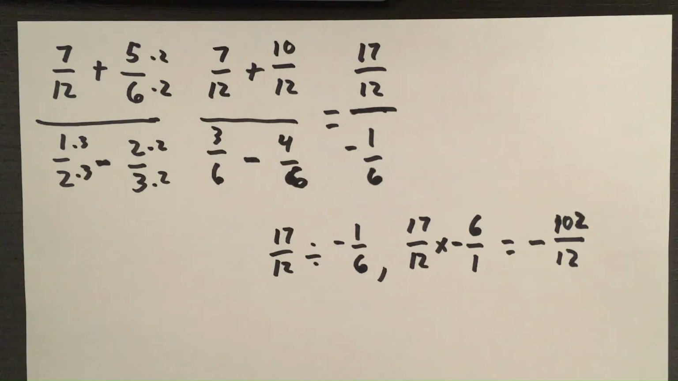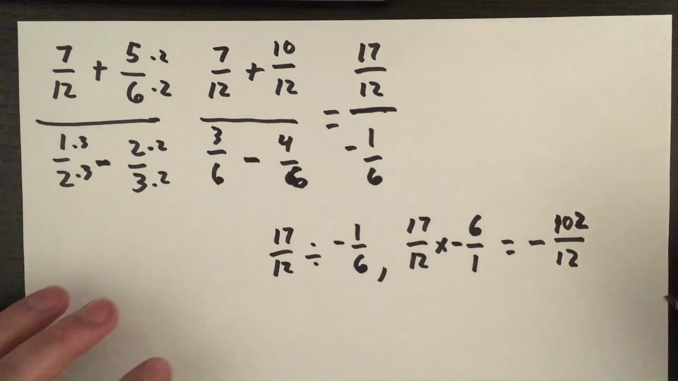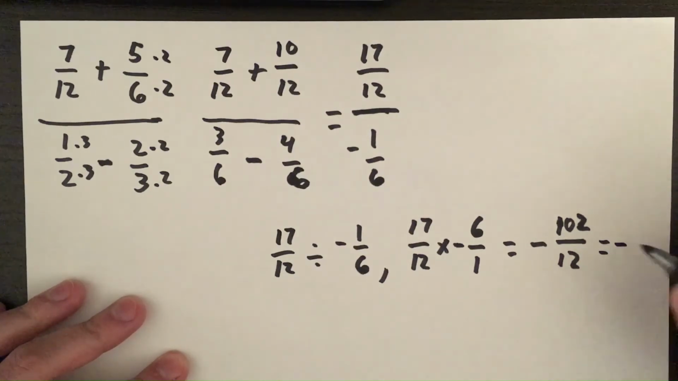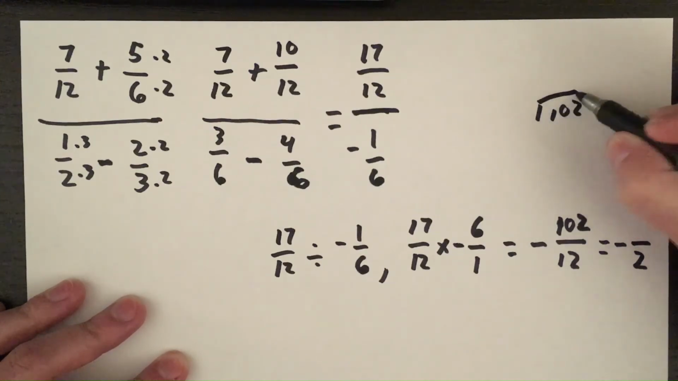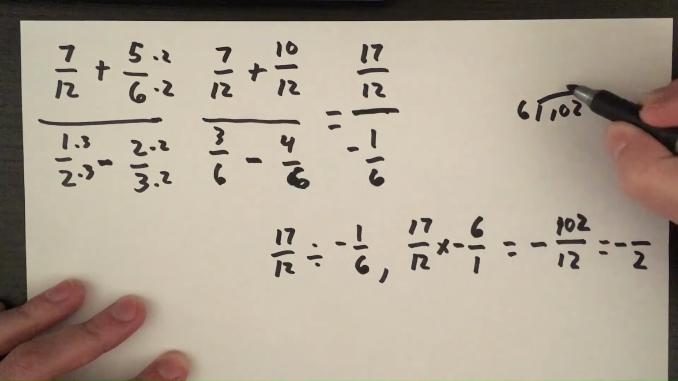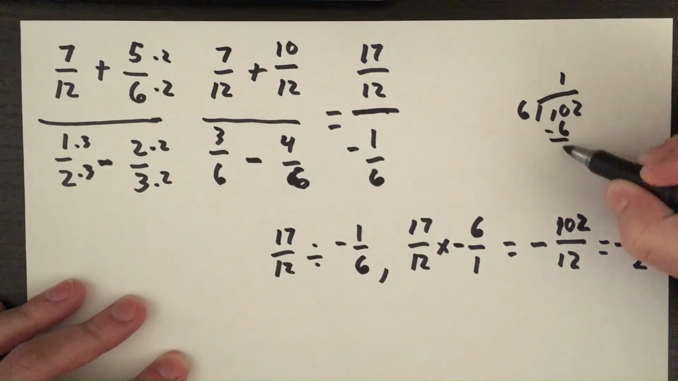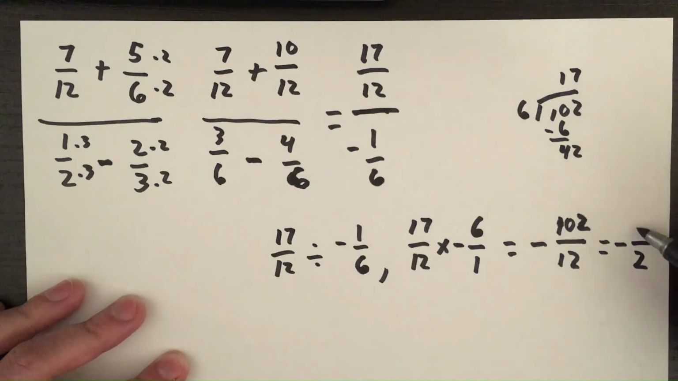And after looking at this, I can see that I can reduce this by dividing both these numbers by 6. So it's going to be negative. 12 divided by 6 is going to give me 2 on the bottom. 102 divided by 6, I'm going to work it out up here. 6 goes into 10 once. Use this with 42. 6 goes into 42 7 times. So negative 17 over 2 will be our final answer here.